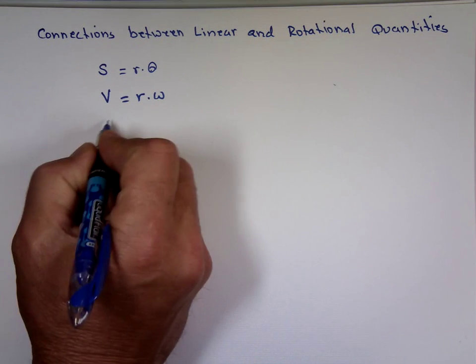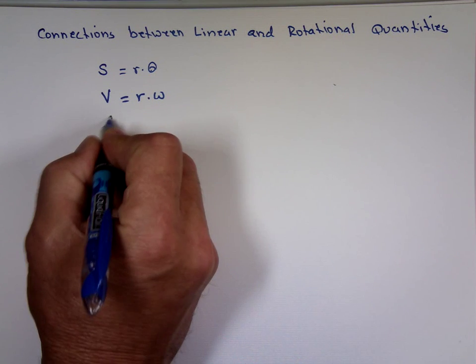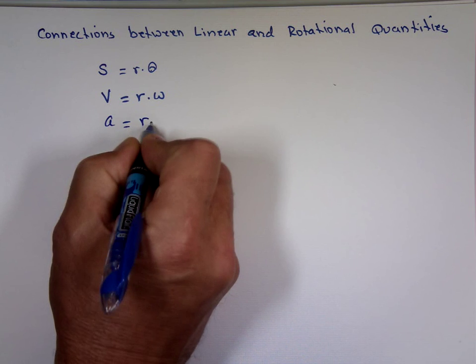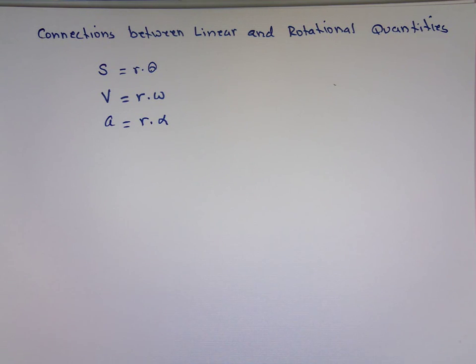And the linear and angular acceleration, which says A equals R times alpha. These are the three things that we actually mentioned earlier. So that's the relationship between them. And I'm going to do some examples using these.